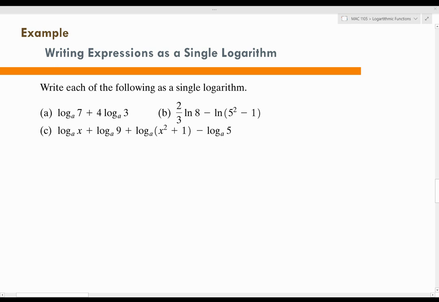All right, you guys, in the previous videos, we looked at expanding logs. So they gave us one single log and our job was to expand it as far as it could go. Now we're going to look at trying to write multiple logs as a single log. So the directions for these say write each of the following as a single logarithm. So A, we have log base A of 7 plus 4 log base A of 3.